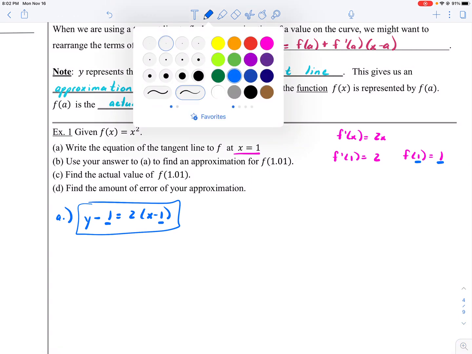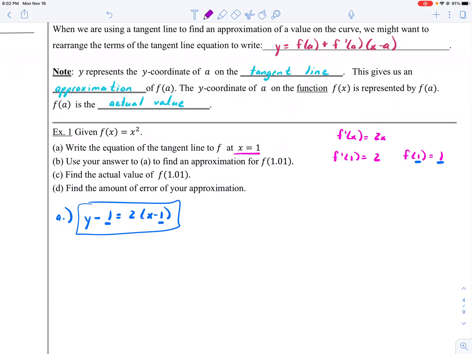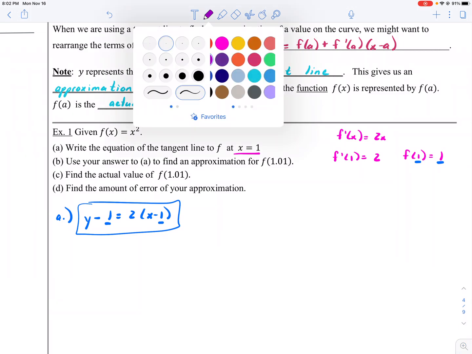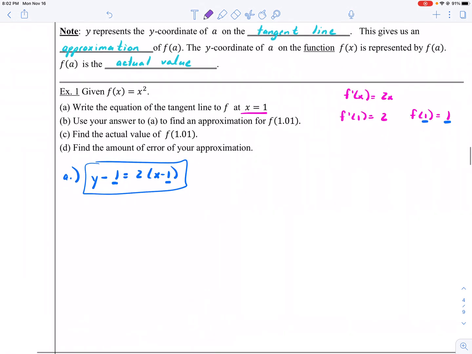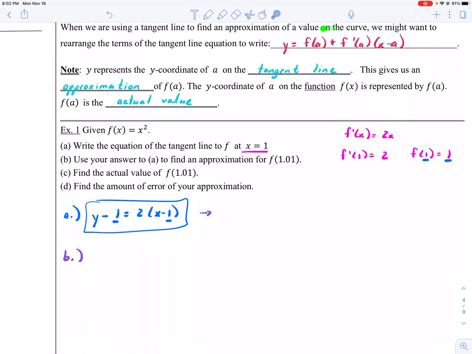This is where this approximation piece really comes in. So we're going to use that information to approximate a value for f of 1.01. Now, like we did earlier, I may want to rearrange where the y is by itself. So I'm going to go ahead and rewrite this as 1 plus 2 times x minus 1.